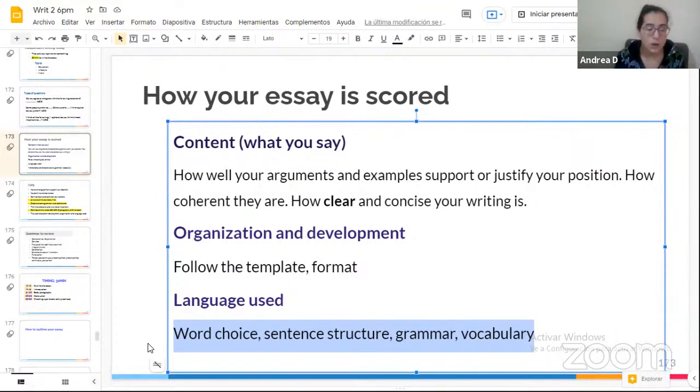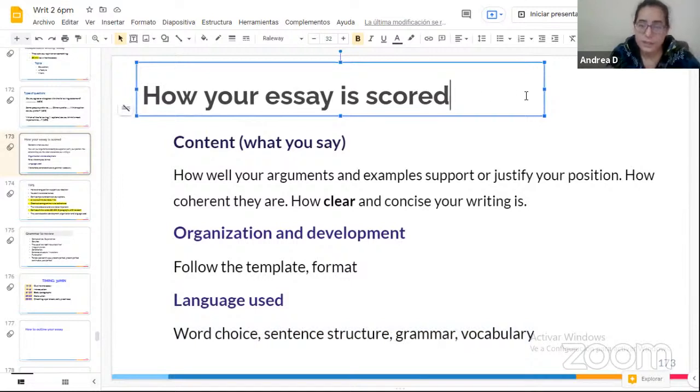If you don't feel so confident yet, you haven't seen them yet, then you just need to stick to what you know, to what you have. You need to just use the tools that you have. And if you don't know something, then obviously try not to use it. It's better not to say something than making a grammar mistake in there. So that would be it. That's how your essay is scored.